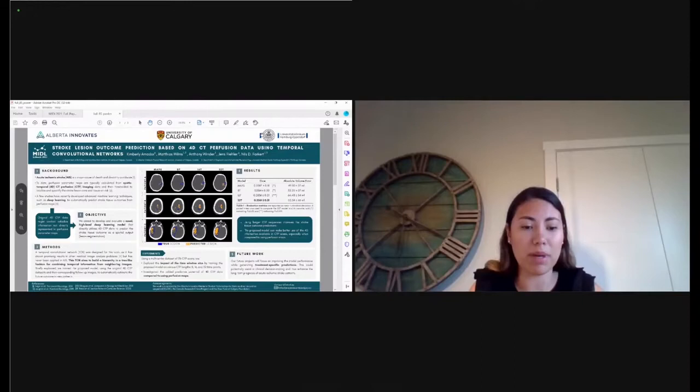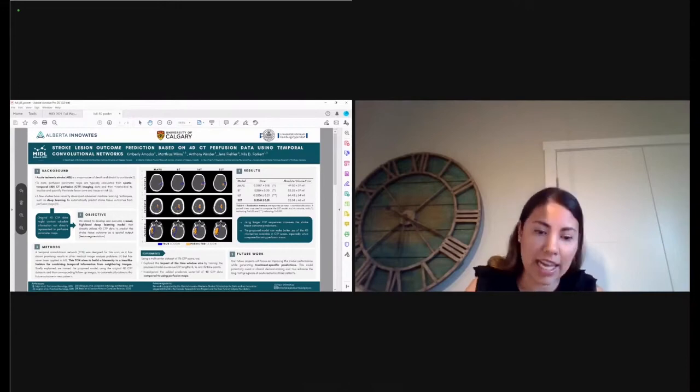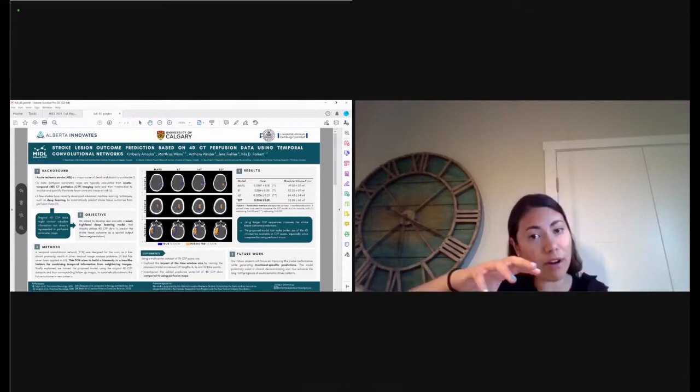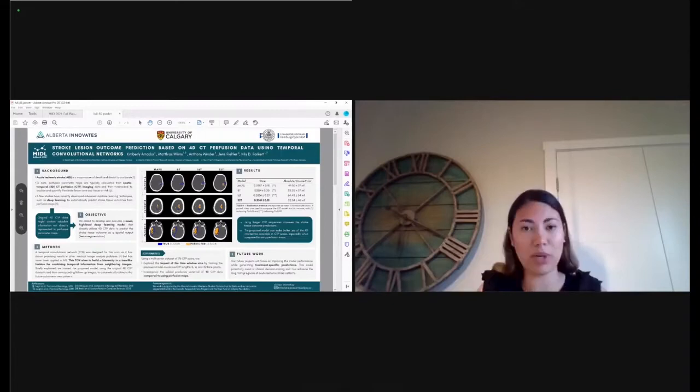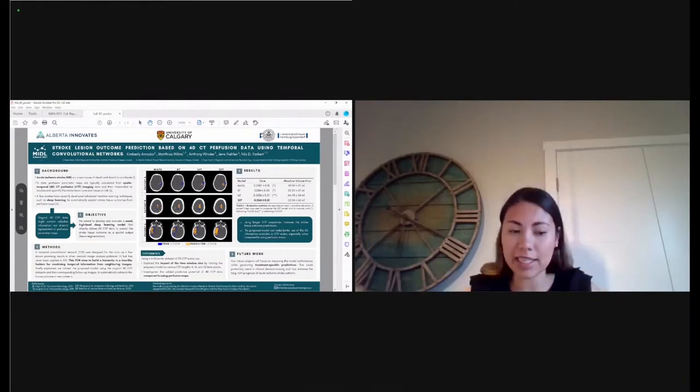And therefore, we aim to develop and evaluate a novel temporal convolutional network, or TCN, that directly utilizes the raw 4DCTP data to predict the stroke lesion outcome. So we used a multicenter data set and we performed two experiments. The first one to explore the impact of the time window size on the model performance, so just adding more or less time points. And then for comparison purposes, we also trained a CNN on perfusion maps.